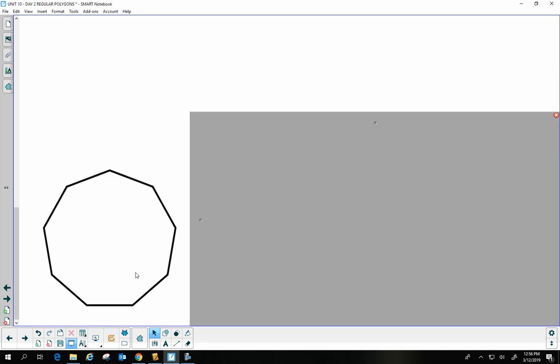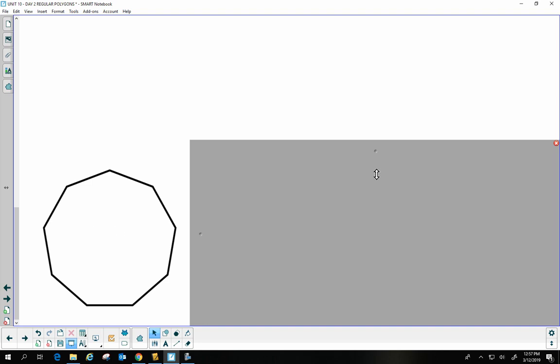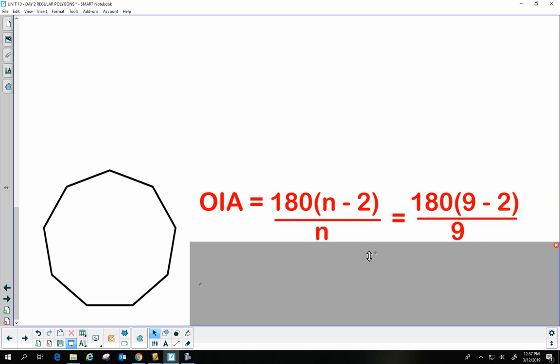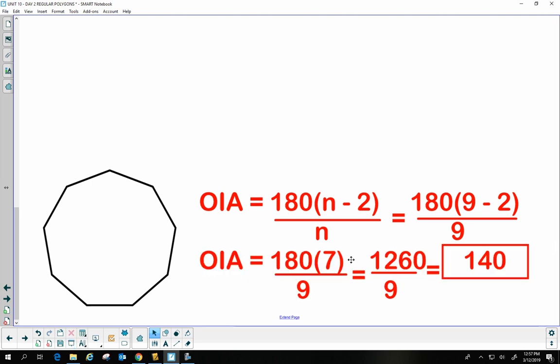So I want you to pause here. I want you to find one interior angle in this regular polygon. So hopefully you counted that this thing had 9 sides. It's a nonagon. I'm plugging in 9 twice. Simplifying to get 140 degrees in each of these angles. 140, 140, 140, and so on. 9 140-degree angles.